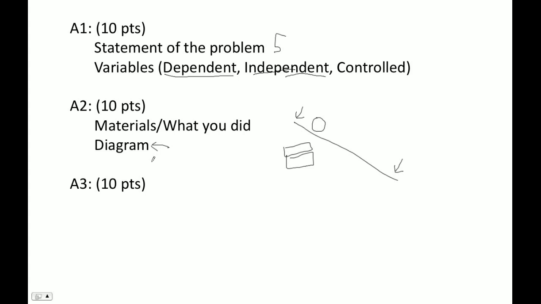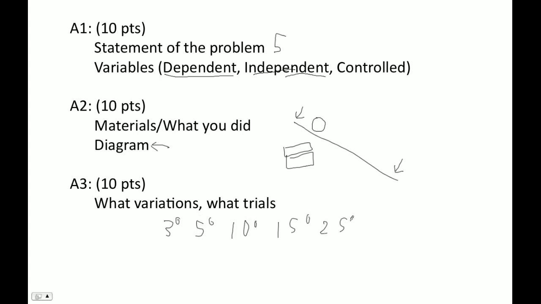And then the third aspect was the simplest one, right? You just had to talk about your variations in your trials. I did 5 variations, right? I did 3 degrees and 5 degrees and 10 degrees, 15 degrees, and 25 degrees, or whatever it was, right? And then we did 3 trials of each. Isn't that cool? I love that. I can draw on stuff, right?